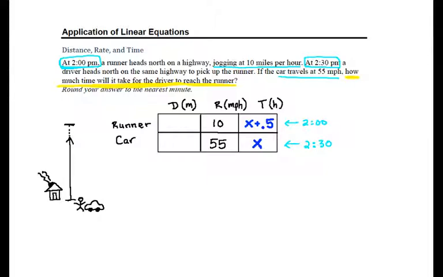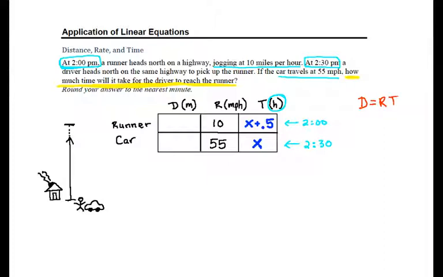Remember that our units are hours. Very important. I cannot say x plus 30. I can't say 30 minutes more because my units have to be hours to stay consistent with that rate, which is in miles per hour. Now that I have the units consistent, I can use the relationship distance equals rate times time.